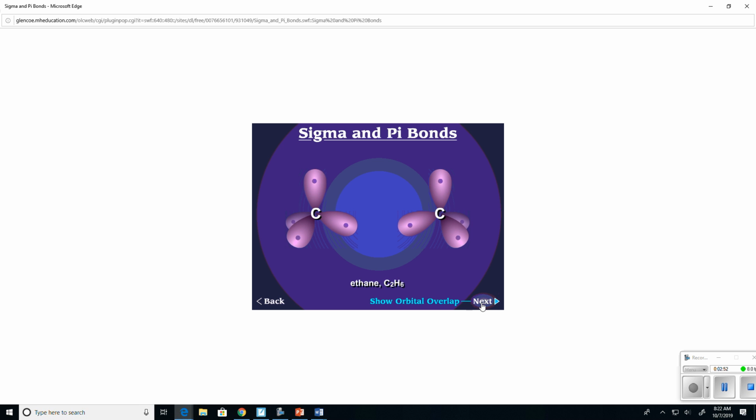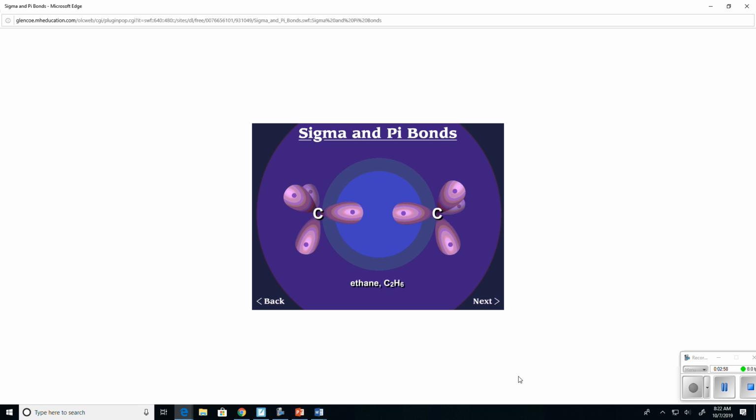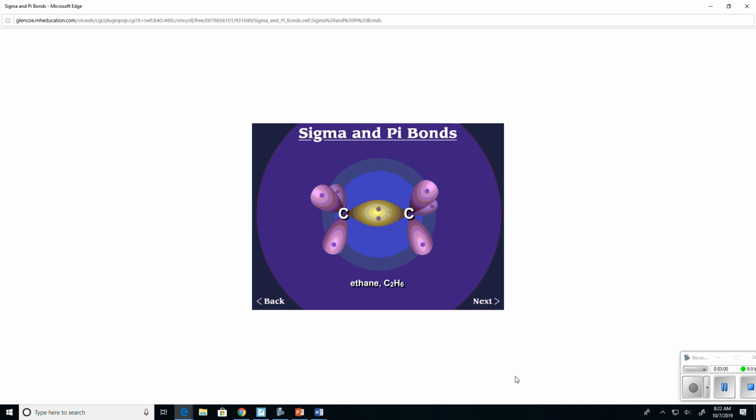But again, the focus of sigma and pi bonds are where the orbitals overlap. The bond formed between the 2 carbon atoms is called a sigma bond. A sigma bond is a covalent bond formed by orbitals overlapping end to end. The electron density is concentrated between the nuclei of the bonding atoms. In this sigma bond, 2 electrons are shared between the carbon nuclei.